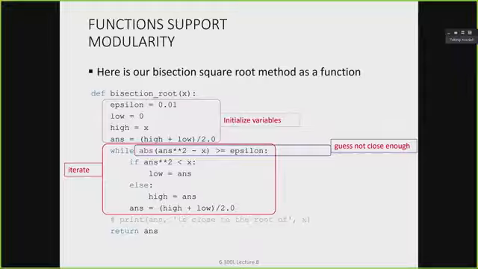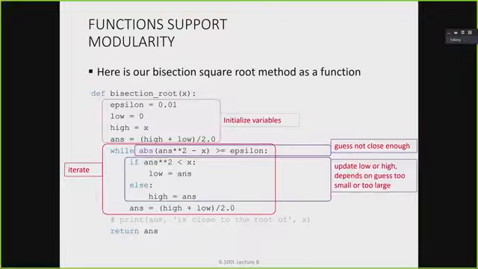The difference between our guess squared and the actual x we're trying to find the square root of is bigger than epsilon. So while we're still farther away than epsilon, we have more guesses to make. The way we make the guesses is by updating the low endpoint or the high endpoint, right? Depending on whether our guess was too low or too high.